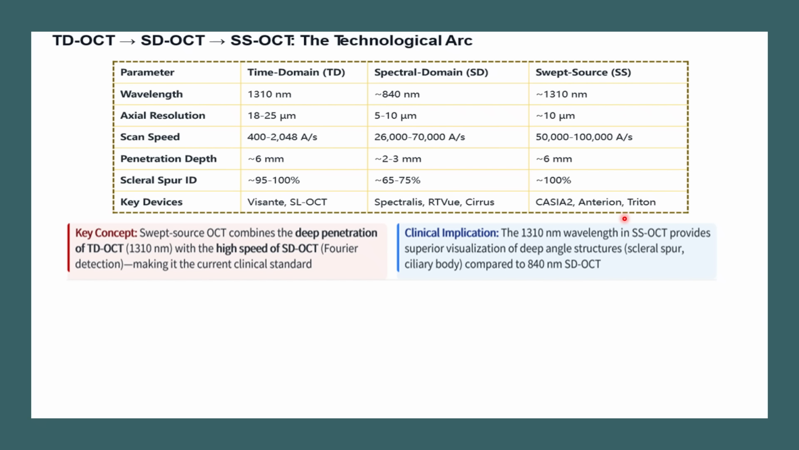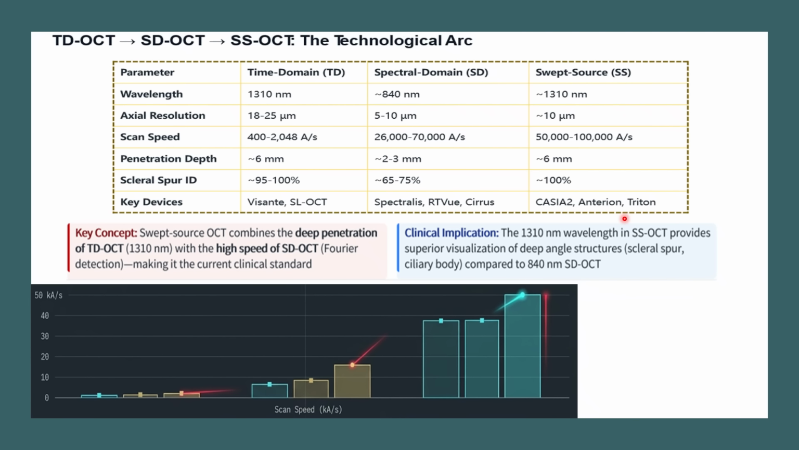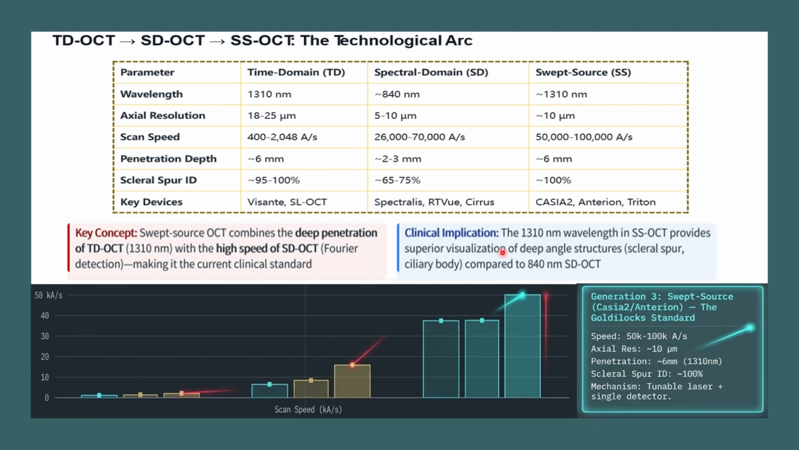Now, as I said before, you have to compromise one option for the other. For example, the swept source has very high speed with very high penetration, but poorer resolution as compared to the spectral domain OCT. This curve shows the evolution of the speed. As you can see here, the speed becomes very fast in the third generation. Now we are in the era of the third generation OCT, the swept source OCT, which provides very high speed, excellent resolution, and excellent penetration. So this is just a brief comparison between the three systems available in the market.